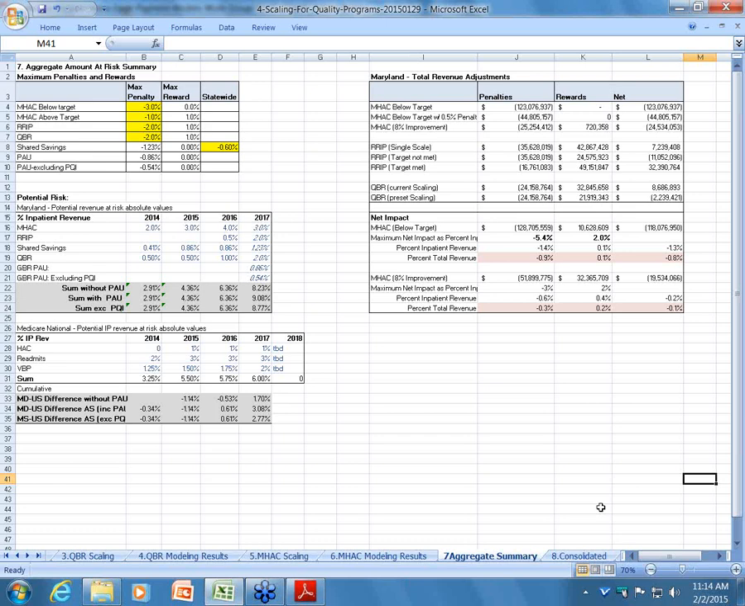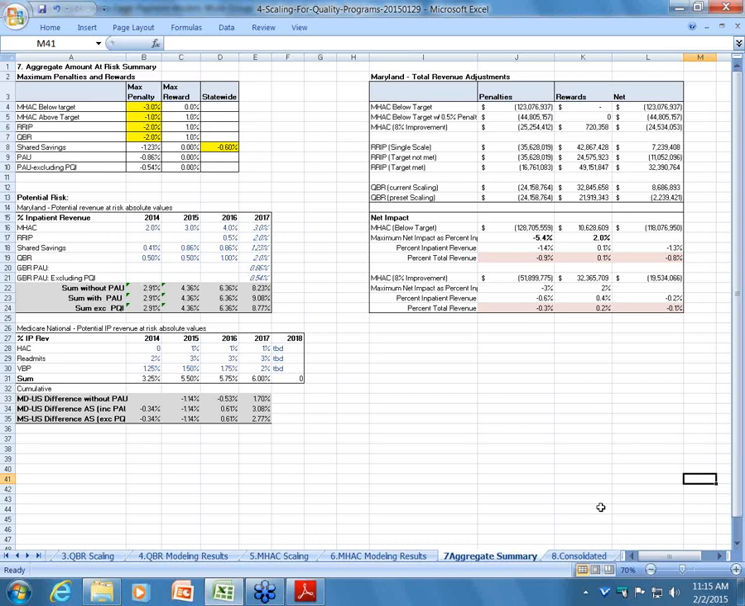But looking at the historical scaling, the maximum penalty one hospital would be receiving is almost 5.5% from all three programs. And on the rewards, it's 2%. And then down below, getting an estimate of the impact on the total state revenue. It's at 1.5% of inpatient, or close to 1% of total revenue. This is our worst case scenario.